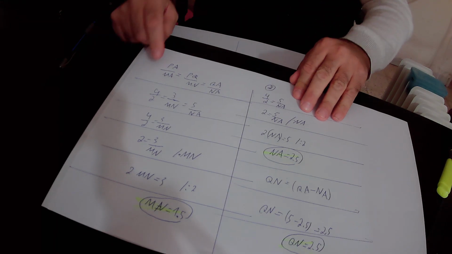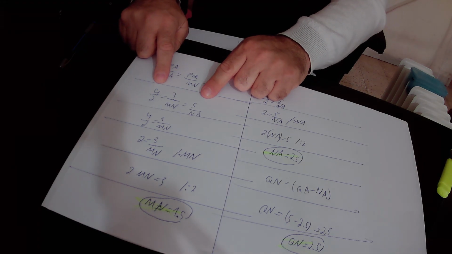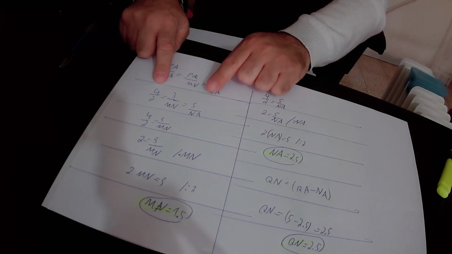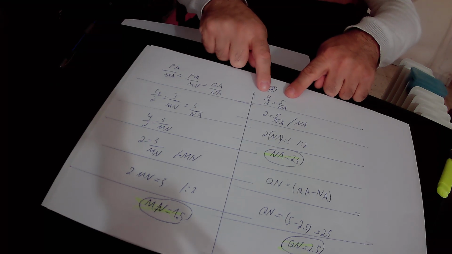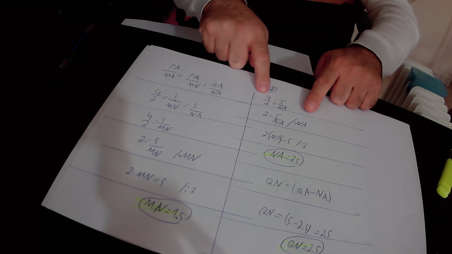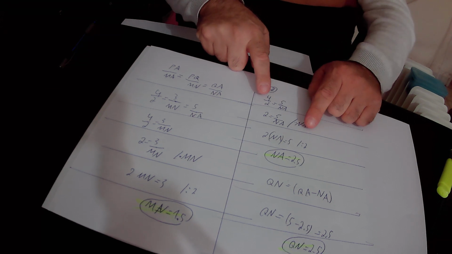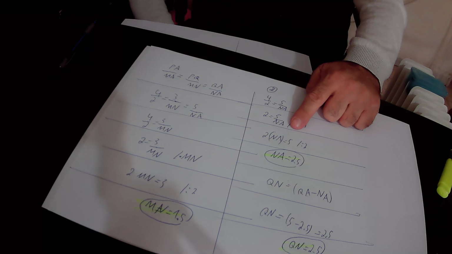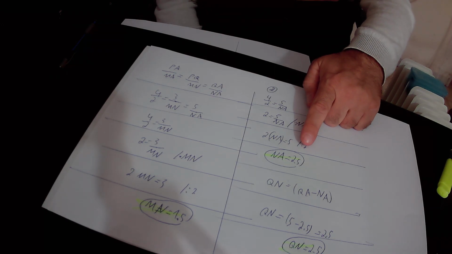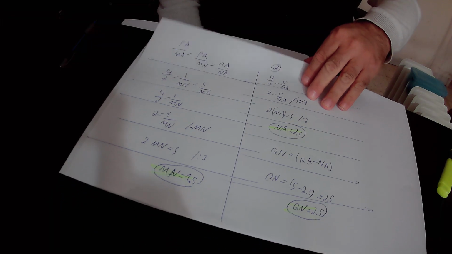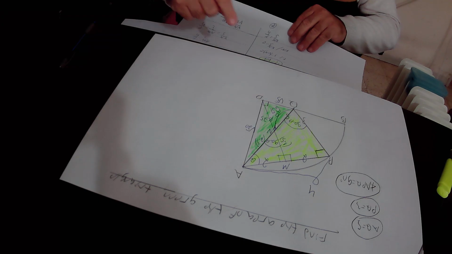From the same equation, we derive that 4 over 2 equals 5 over NA. 4 over 2 is 2, so 2 equals 5 over NA. We multiply this equation by NA and find that 2 times NA equals 5. We divide this equation by 2 and finally find that NA equals 5 over 2. 5 over 2 is 2.5. So line segment NA is 2.5 units in length.